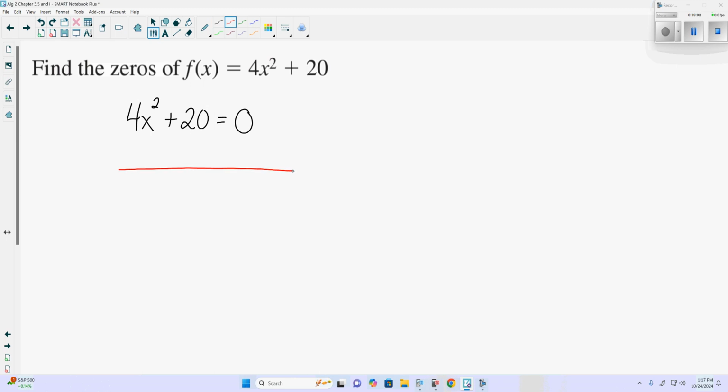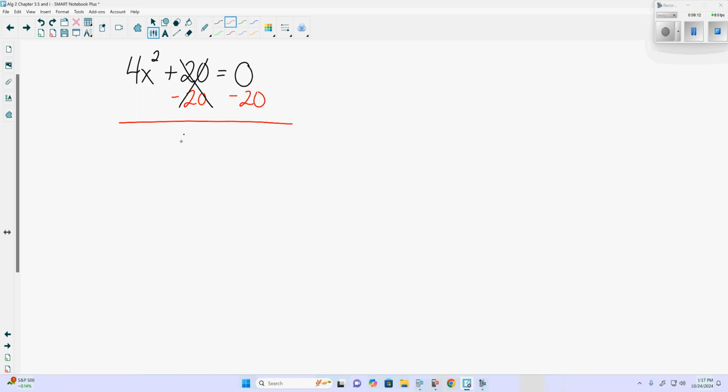First thing we can do with the square root method is to subtract 20 from both sides, because our 20 minus 20 is 0, leaving us with 4x squared is equal to negative 20. Our next step would be to divide both sides by 4. 4x squared divided by 4 is going to be x squared is equal to negative 20 divided by 4 is negative 5.